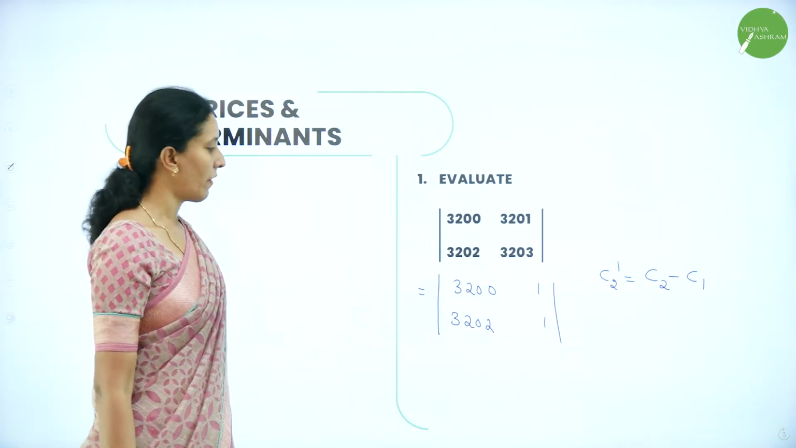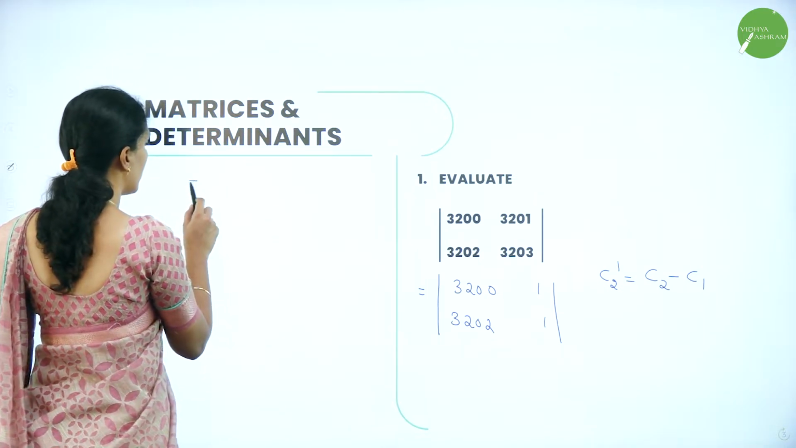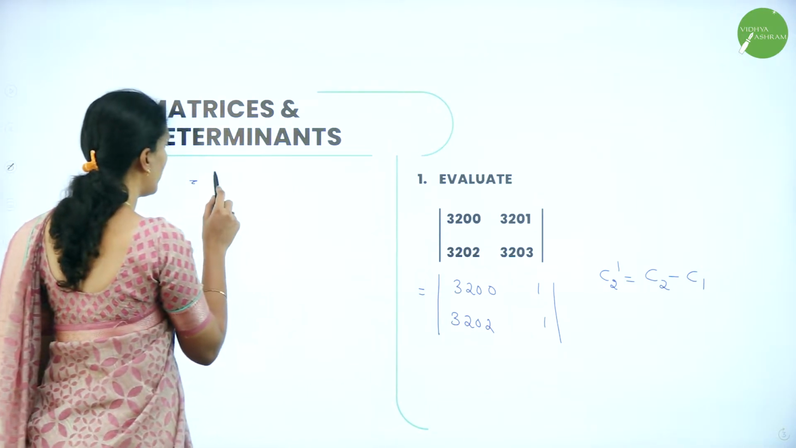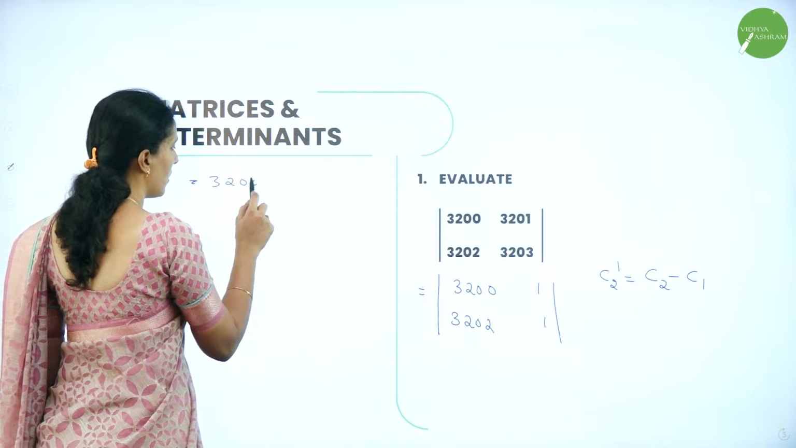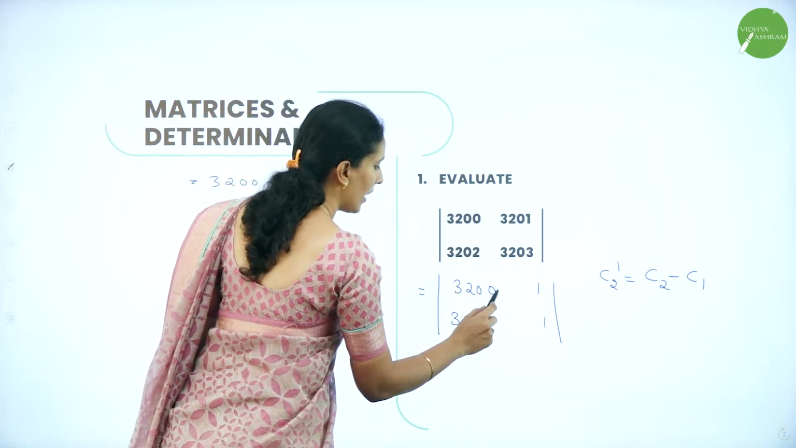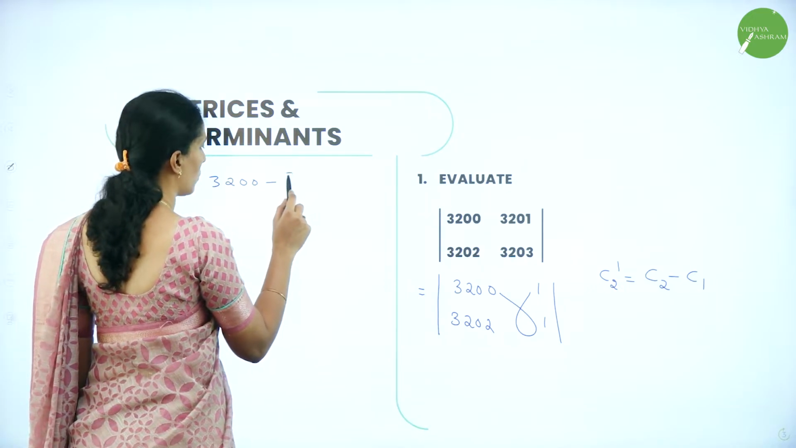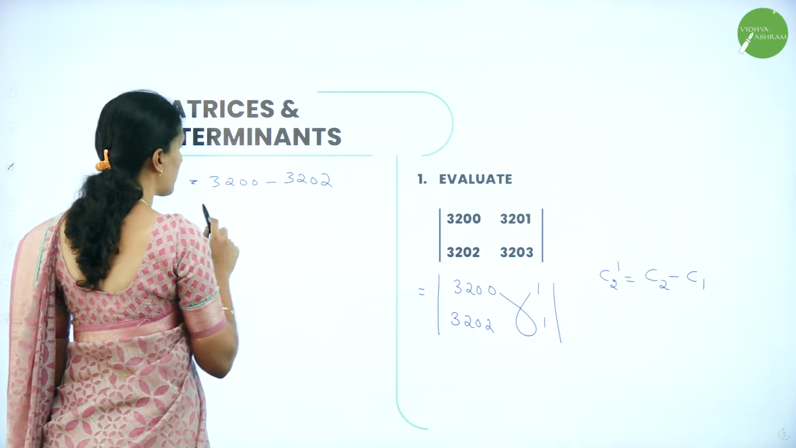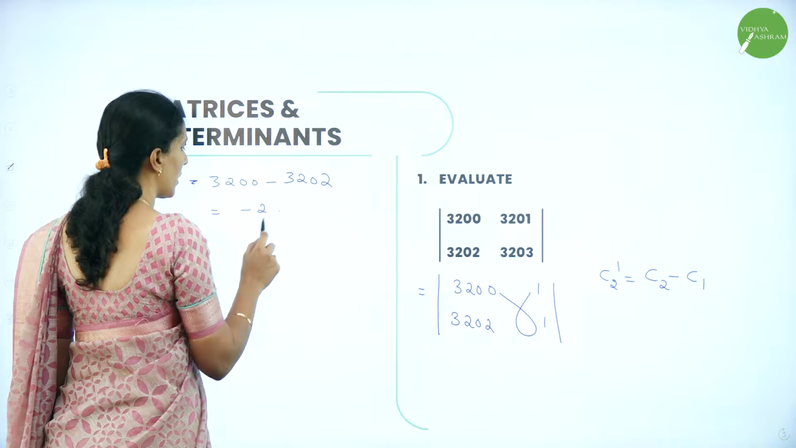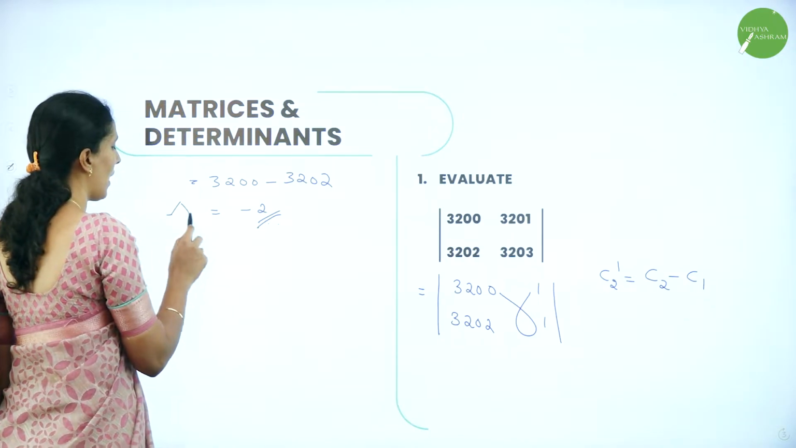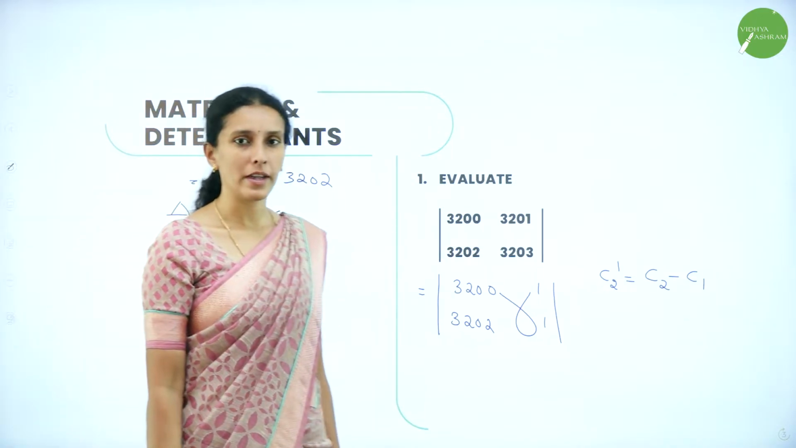Now it is easy to evaluate the determinant. So it is 3200 into 1 minus 3202 into 1, because we evaluate in this form. When you subtract, the value will be equal to minus 2. Therefore, the value of the determinant is minus 2.